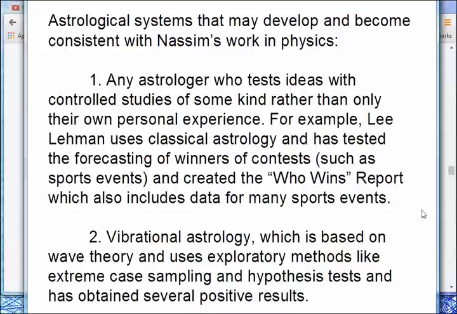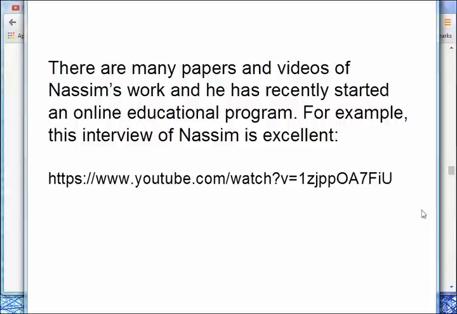and uses scientific methods, exploratory methods like extreme case sampling, hypothesis tests, and we've gotten very positive results from some of that research. So there's a developing area of astrology that is being invited into the kind of physics that Nassiim has developed and using some similar concepts. Now, if you're interested in learning more about the work of Nassiim, this website address is an excellent one. There are many videos of him. His website at the Resonance Institute has a lot of information. But if you don't know where to start, this is a good one to start with.